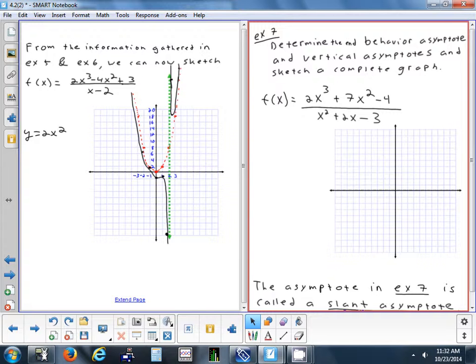Okay, Alex, what's the degree of the numerator here? 2x. The degree, so just a single number.